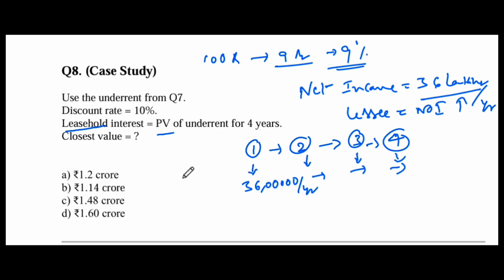So we have to calculate the present value of the property. What is the formula for that? PV annuity. This is the PV annuity formula, right? What is that? This is PV annuity, or we can call it Years Purchase, YP.